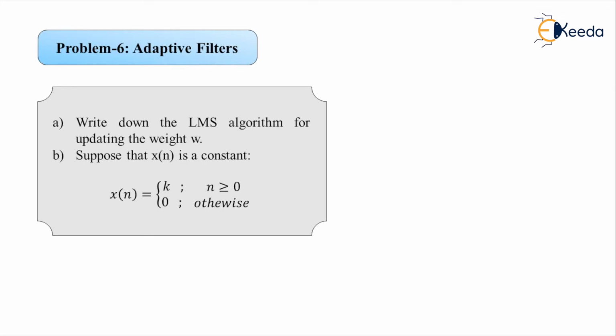Now in part B, we have been asked to consider that the input discrete time random sequence to the adaptive filter is a constant. Mathematically, it is represented that x of n is equal to the constant capital K for n greater than or equal to 0. Otherwise, it takes the value 0.